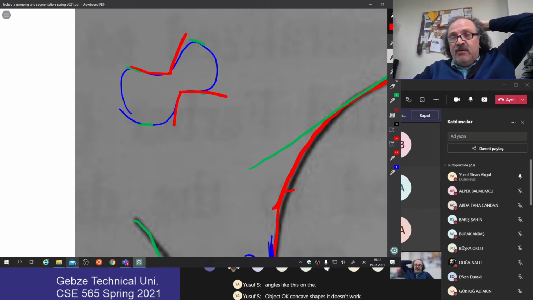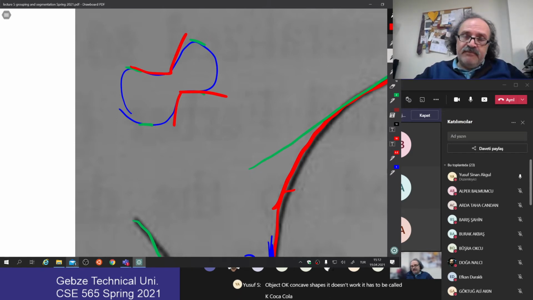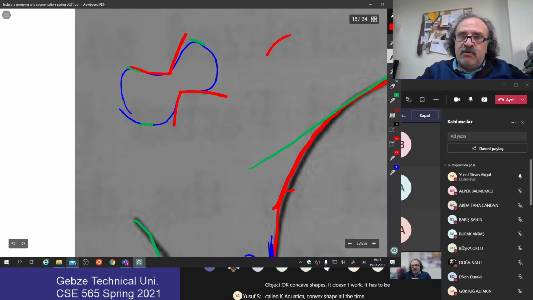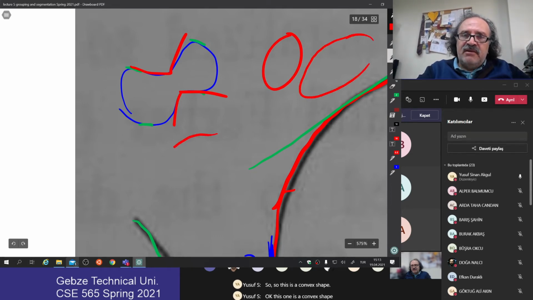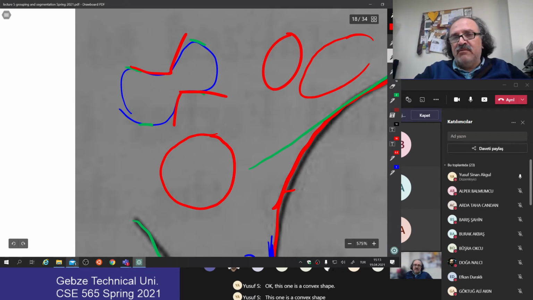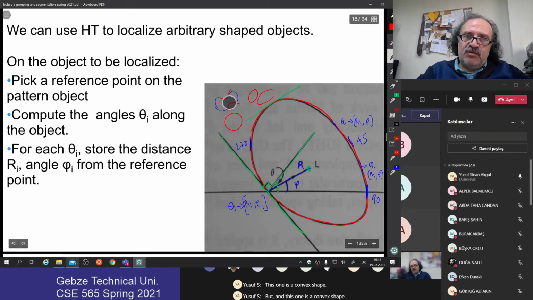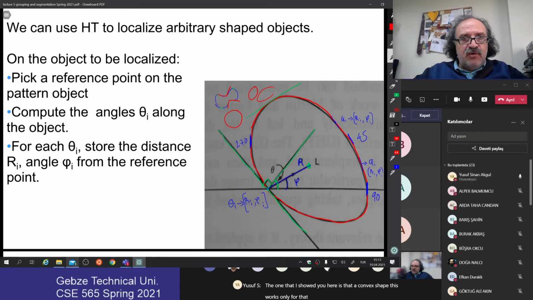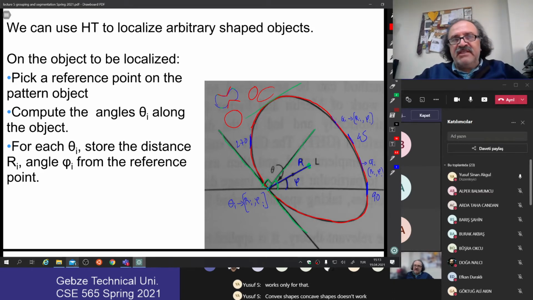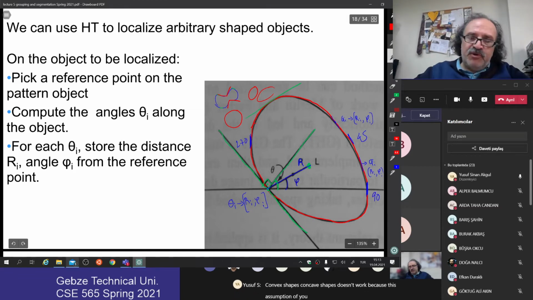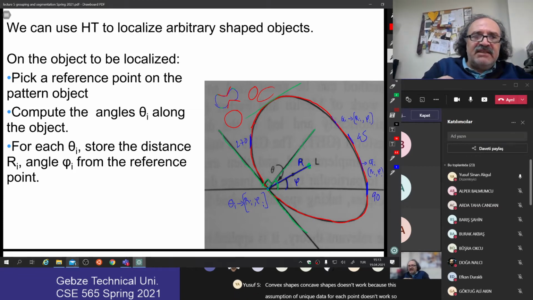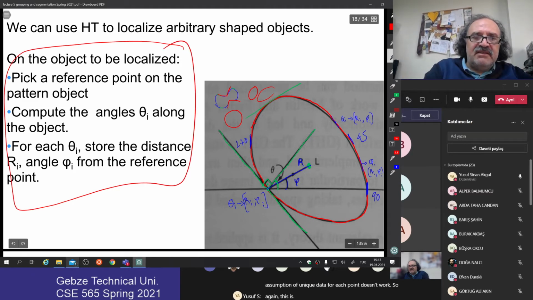It has to be a convex shape all the time. So this is a convex shape. This one is a convex shape. This one is a convex shape. And this one is a convex shape. But the one that I showed you here is not a convex shape. This one works only for convex shapes. Concave shapes don't work because this assumption of unique theta for each point does not work. So again, this is the training phase. I learned about my shape.